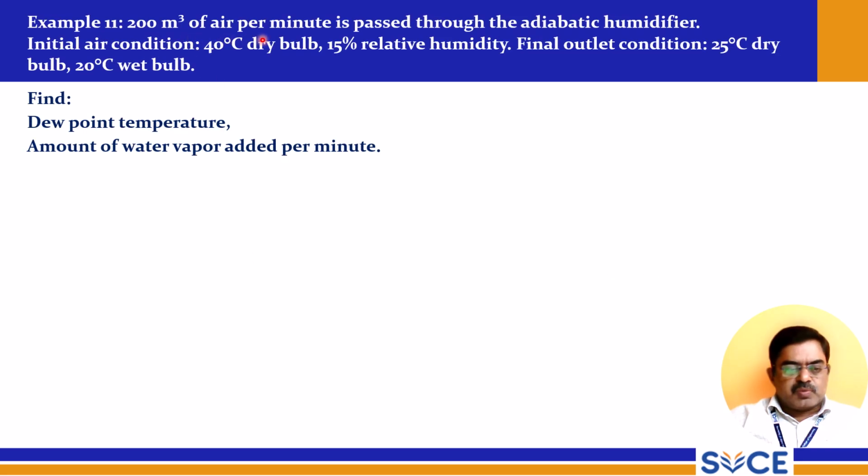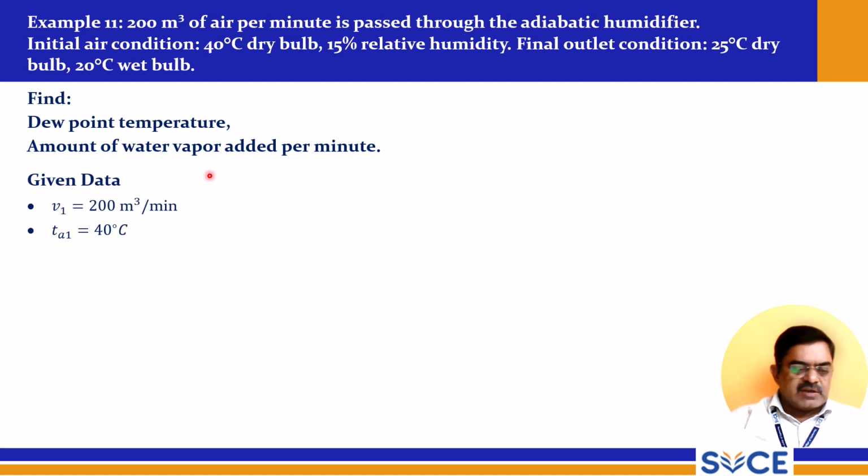200 meter cube of air per minute is passed through the adiabatic humidifier. Initial air condition: 40 degrees Celsius dry bulb and 15% relative humidity. Final outlet condition: 25 degrees Celsius dry bulb, 20 degrees Celsius wet bulb. Find dew point temperature and amount of water vapor added per minute.